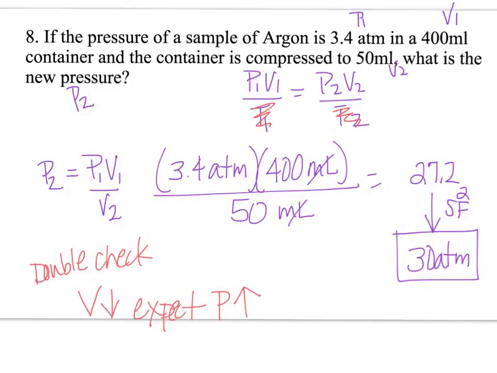So how'd you do? Hopefully you got 30 atmospheres. The calculator probably gave you 27.2, but because we need one significant figure, oops, I said 2, and it's actually 1, sorry about that. One significant figure, because this has 1 and this has 1, so our answer is 30 atmospheres. And then we can double check ourselves and say, hey, we know that the volume decreased, and because they're inversely proportional, we would expect that the pressure would increase, and it did, so we are on the right track.